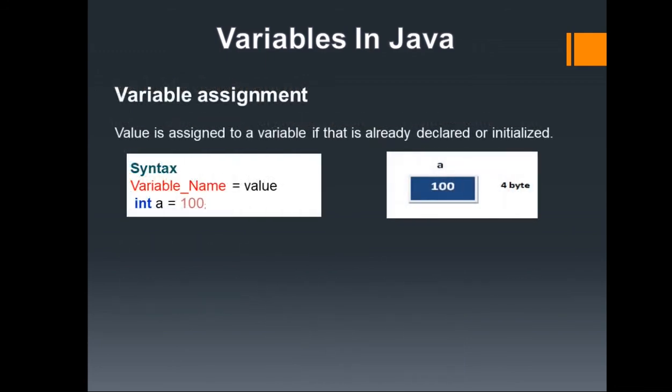Go through this. And the variable assignments. Values are assigned to the variable if it is already declared or initialized. So this is the syntax. Variable name equals to value, and the example is int a equals to 100, and this is what happens inside the memory. Please go through this.